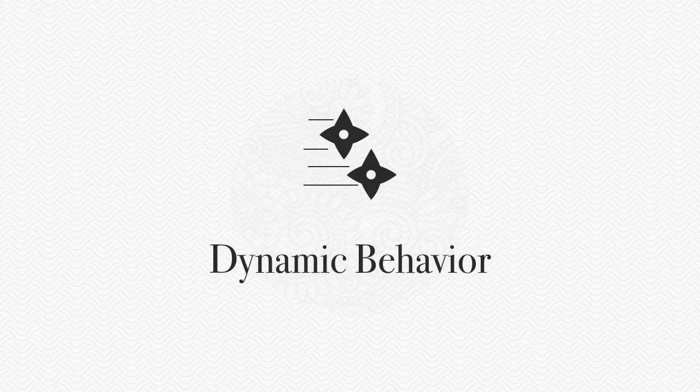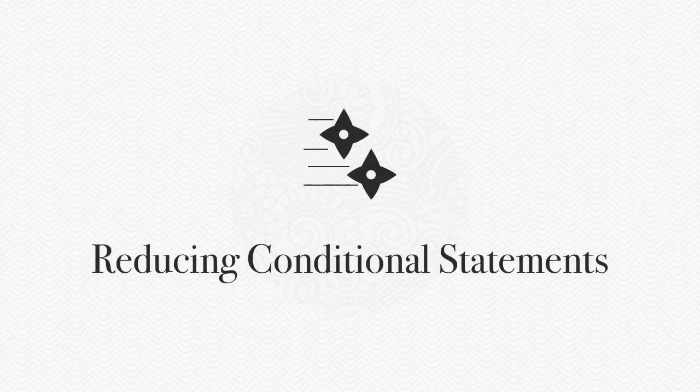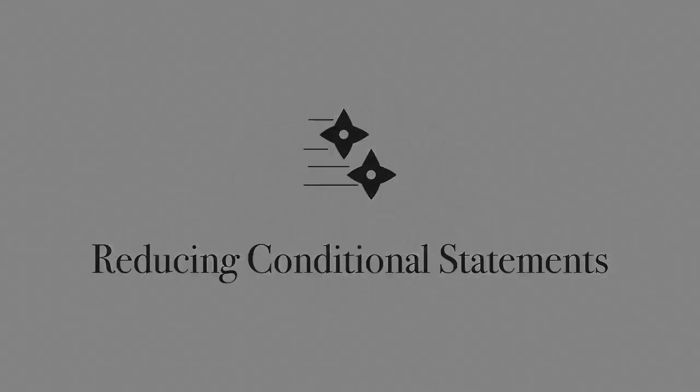Dynamic behavior. When you need to change an object's behavior dynamically at runtime, the strategy pattern shines. It's especially useful when you have a range of possible behaviors and want to select one based on changing conditions. And lastly, reducing conditional statements. It helps in avoiding a cascade of conditional statements, if, else, or switch case, by encapsulating each behavior in its own class. This makes your code more maintainable and less error-prone.